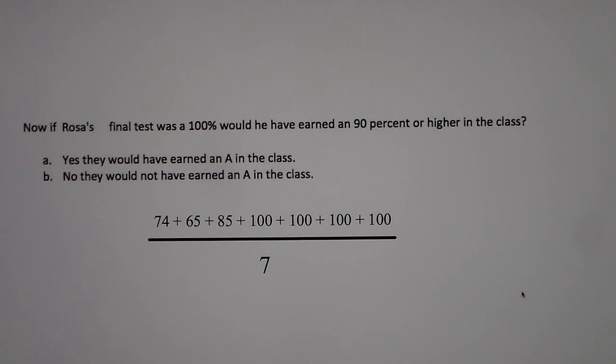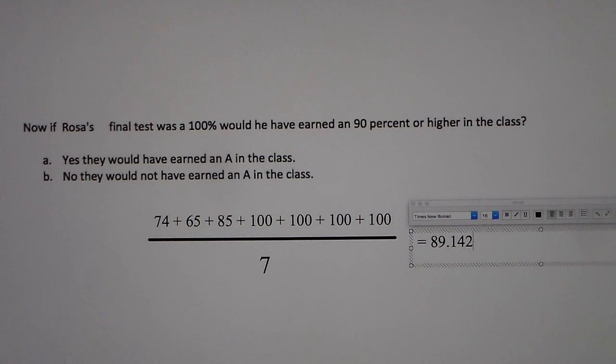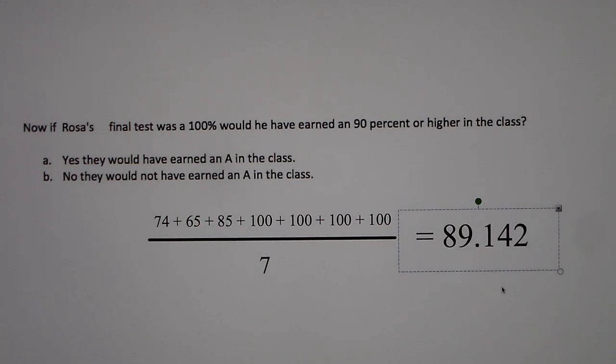So 74 plus 65 plus 85 plus 100 4 times, which we get 624. 624 divided by 7 in fact gets us an 89.14. And 89.14, unfortunately, that doesn't round up to 90, so that's going to be a no.